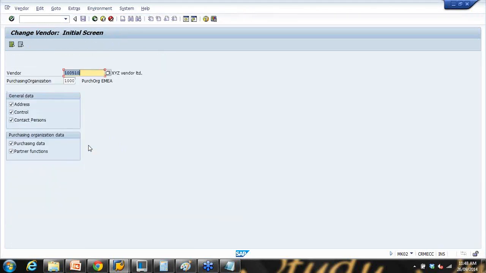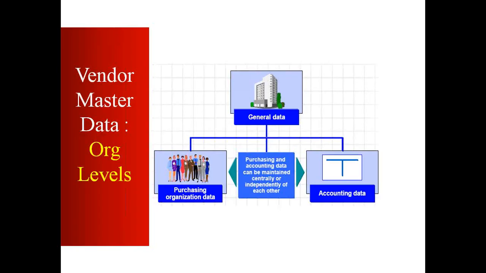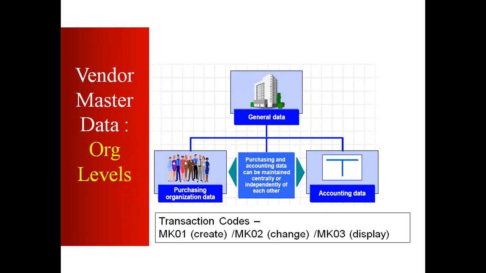Using this functionality, a business can restrict a purchasing officer to maintain or create only purchasing related data, but not the financial data. MK01 is the transaction to create, MK02 to change, MK03 to display.